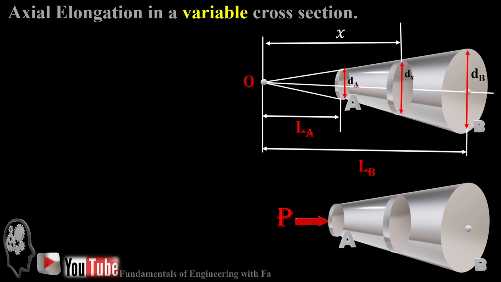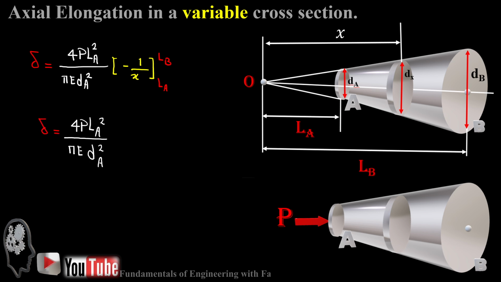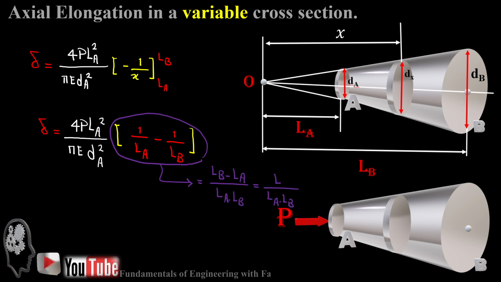If you replace the numeric values in our integration limits, this is our delta. And definitely the part in the bracket, if you simplify, says 1 over L_A minus 1 over L_B. It's just L over L_A L_B, because based on the problem statement, the height of our tapered cone is L_B minus L_A, and that's L if you remember from the problem statement. So we just replace it here.